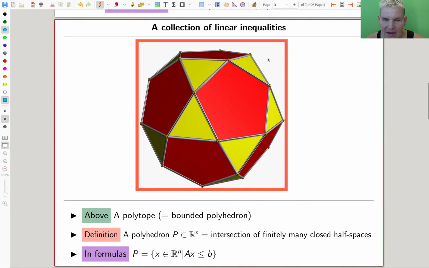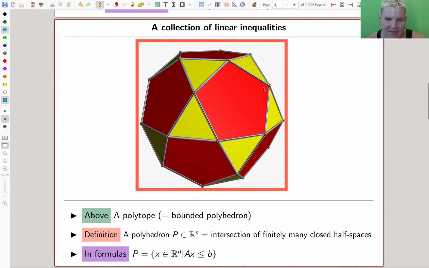And here's a better picture of a polyhedron, which is not quite a platonic solid, but almost, a polytope. So a polyhedron, by the way, doesn't need to be bounded. A polytope would be something bounded. But anyway, a polyhedron is an intersection of many closed half spaces. So this is an example of a polyhedron.